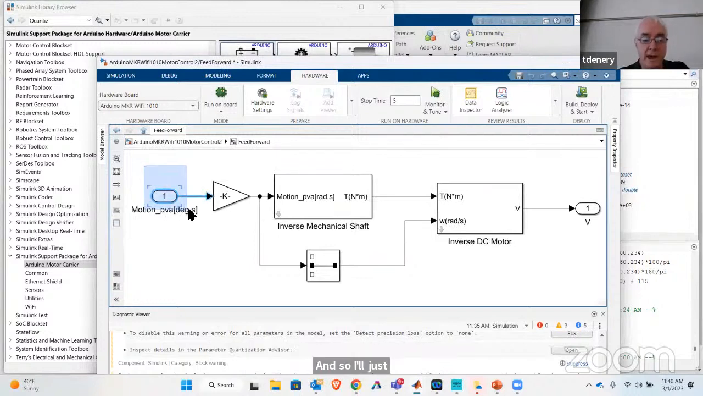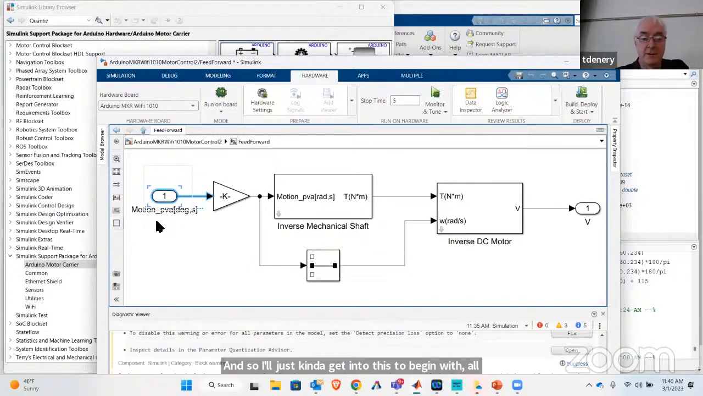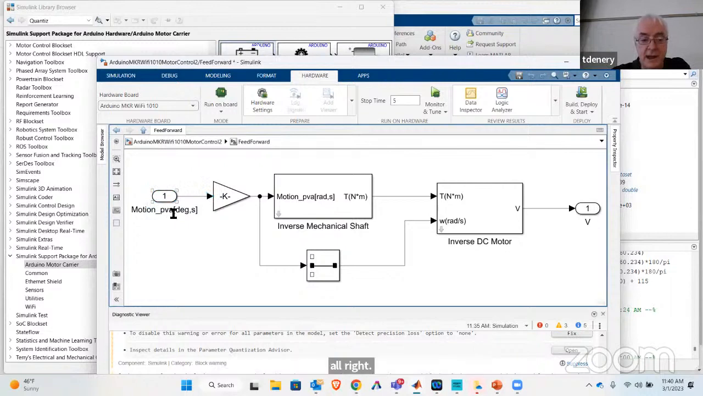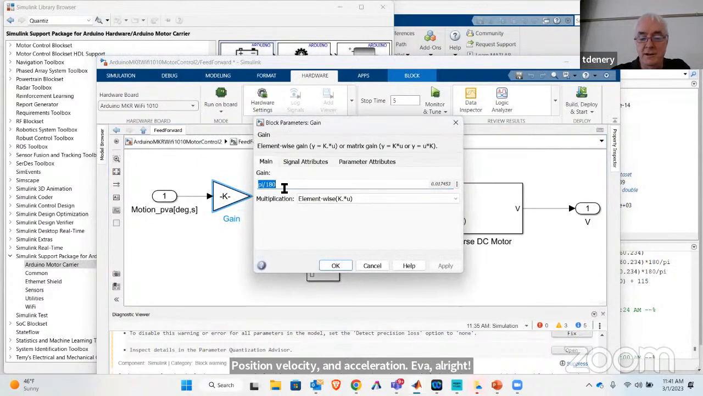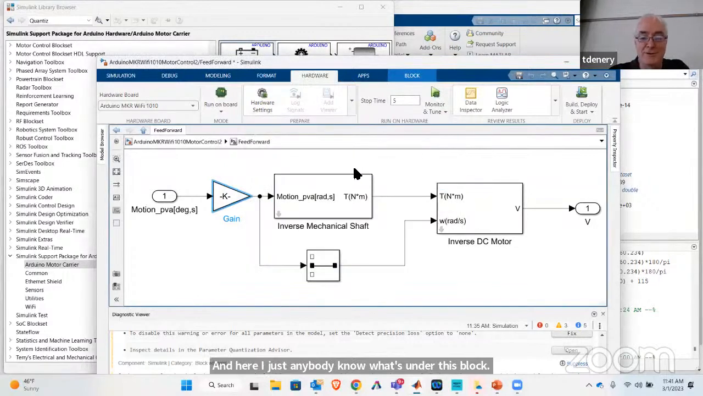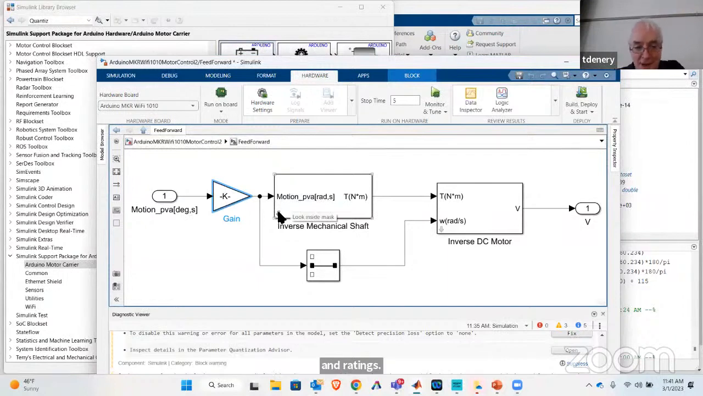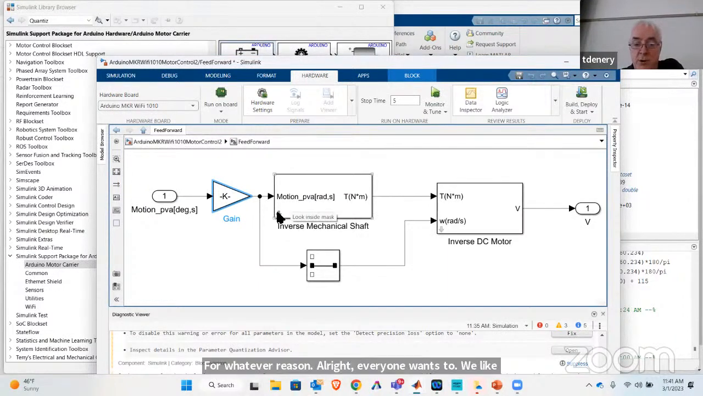We have some sort of motion command. Notice this motion command, I've labeled its units. It's in degrees, and we're going to express it in seconds. The other thing I have in here is a little indication to myself: position, velocity, and acceleration, PVA. And here, anybody know what's under this block? Pi divided by 180. Because we like doing cosines in radians for whatever reason. There are lots of reasons we like radians, but anyway, you get into the appropriate form.